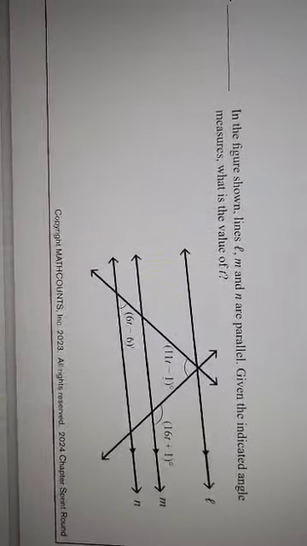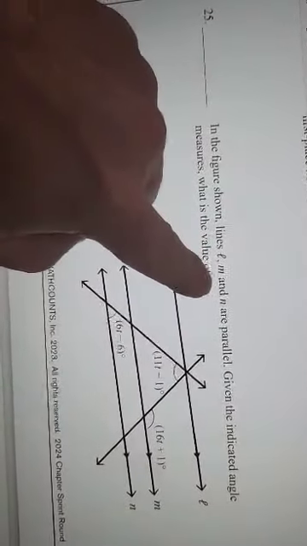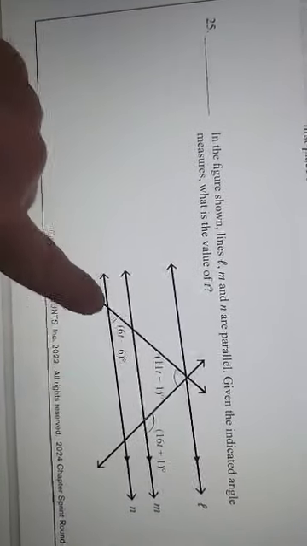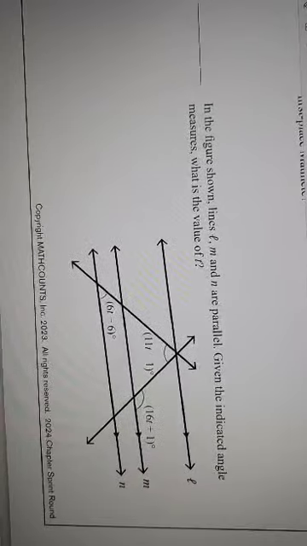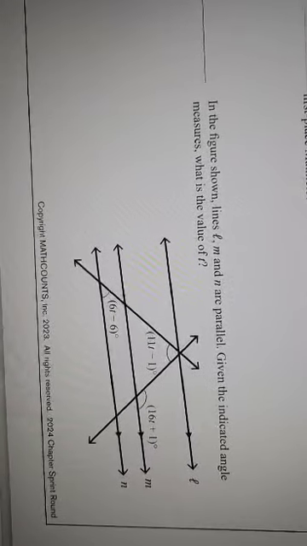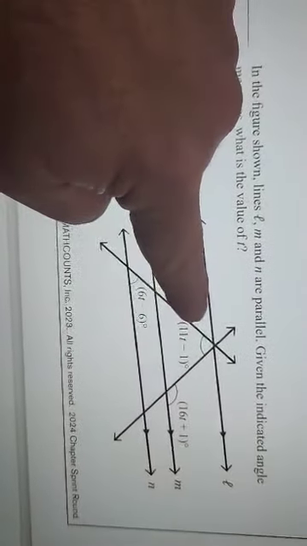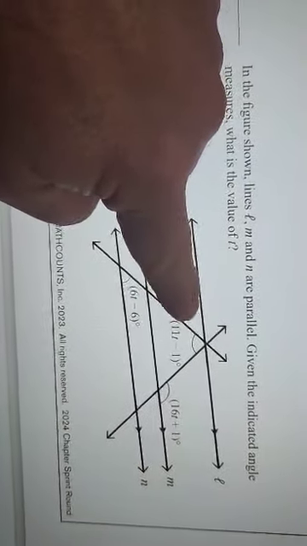So it says, in the figure shown, lines L, M, and N are parallel. So that line and this line are all parallel. That's going to be very useful. Given the indicated angle measures, what's the value of t? So we know this angle in this triangle is 11t minus 1.